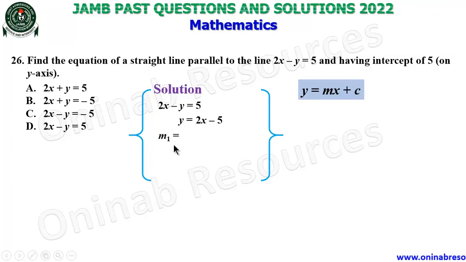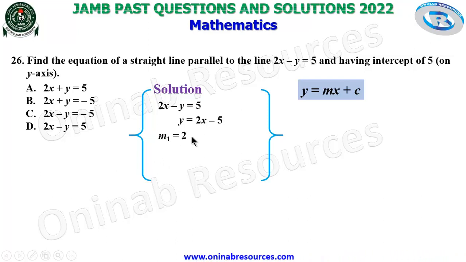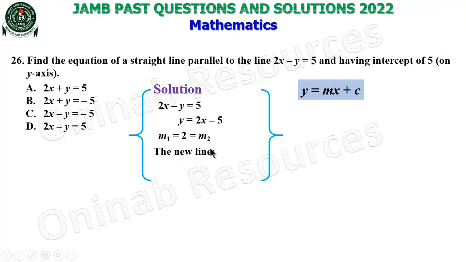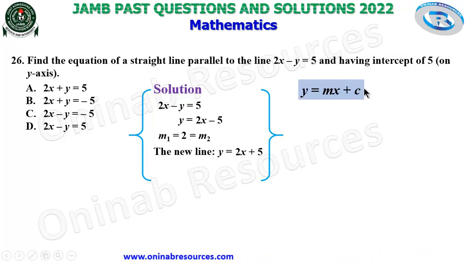So in this case, our m1 is equal to 2. This m1 is still the same thing as m2 since they are parallel. So the two lines are parallel. So we then get to find the equation of the new line. So that's going to give us y = 2x + 5, since the intercept c on the y-axis is 5.